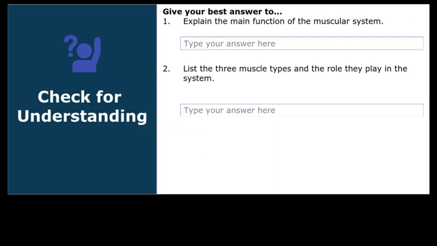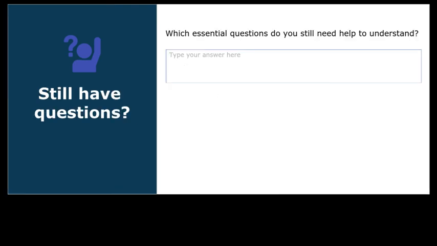Check for understanding. Give your best answers to explain the main function of the muscular system and list 3 muscle types and the role they play in the system. What essential questions do you still need help to understand? You can email those to me, post those below here, or reach out to one of us here at ECMS.